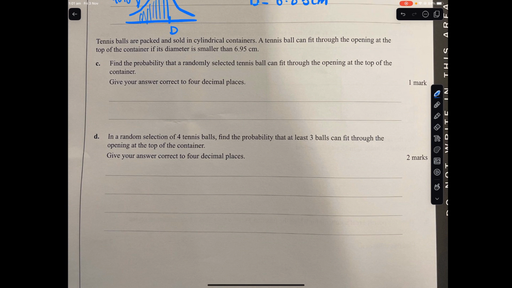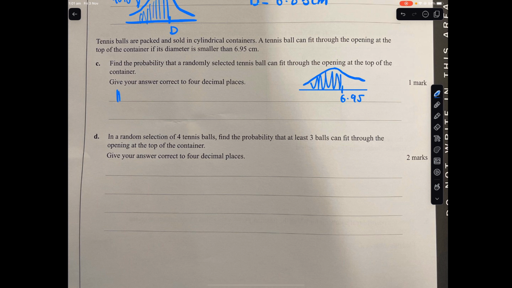Tennis balls are packed and sold in cylindrical containers. A tennis ball can fit through the opening at the top of the container if the diameter is smaller than this. So what we're saying is, if this is 6.95 and the ball is smaller than this, it would fit. So find the probability that a randomly selected tennis ball can fit through the opening at the top of the container.